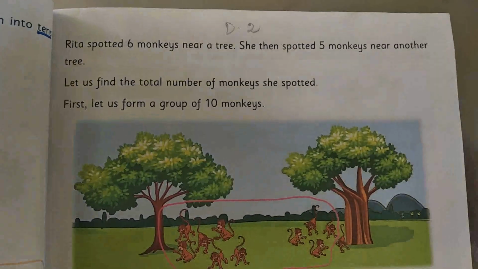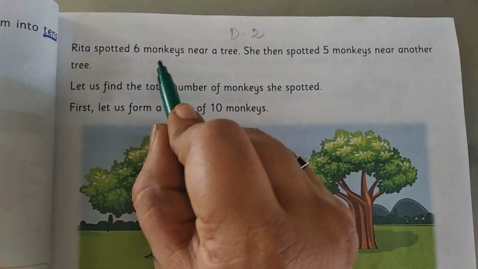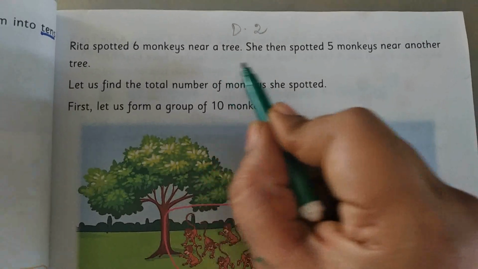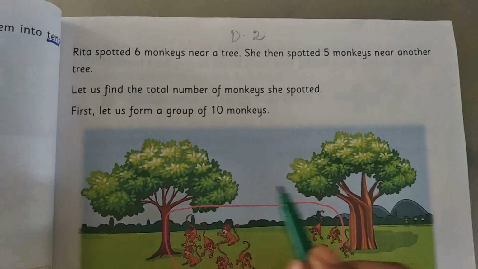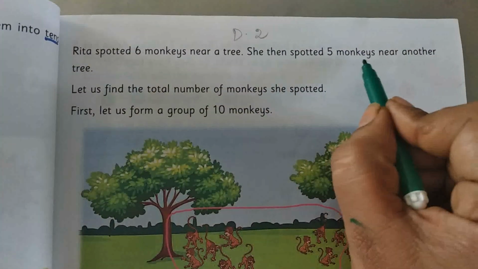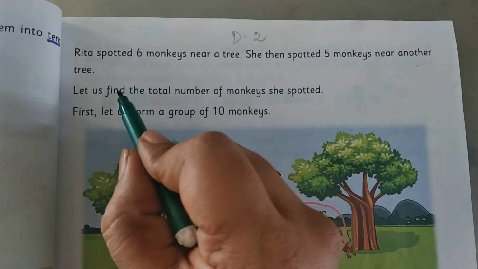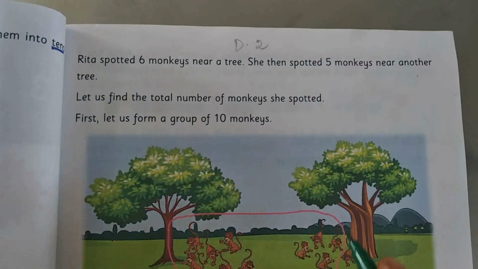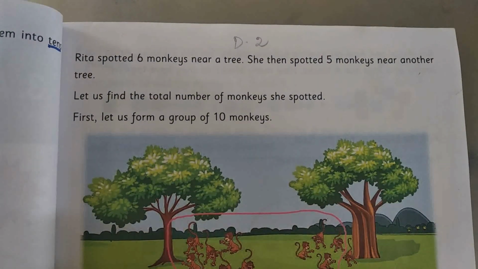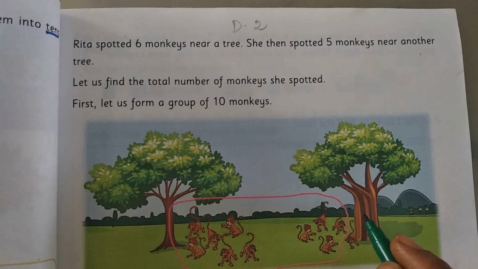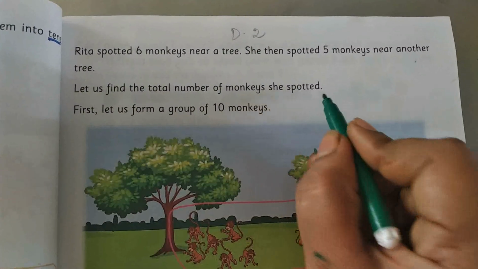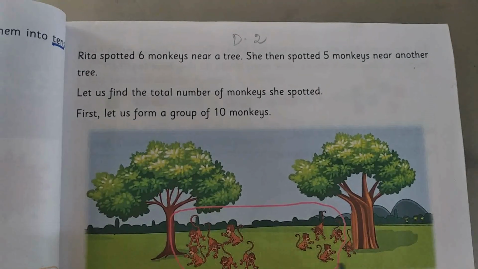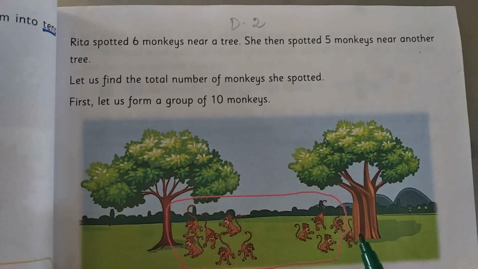See here. Rita spotted 6 monkeys near a tree. Okay. So Rita spotted 6 monkeys near a tree and she then spotted 5 monkeys near another tree. Yes. So she spotted 5 monkeys near another tree. And let us find the total number of monkeys she spotted. So we want to find how many monkeys she spotted in total.